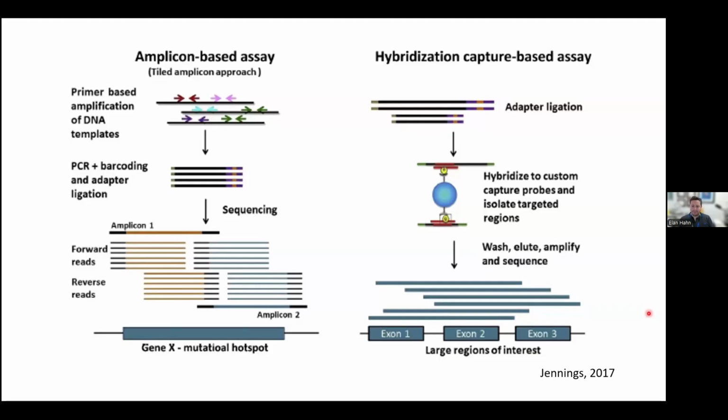In hybridization capture-based assays, target enrichment is based on using biotinylated oligonucleotide probes complementary to our region of interest. As you can see on the right side of the figure here, the probes hybridize to target regions contained within larger fragments of DNA. As a result, these flanking regions, as you can see here, are also captured and sequenced. And targeted fragments are isolated using streptavidin magnetic beads, followed by washing, elution, amplification, and sequencing.